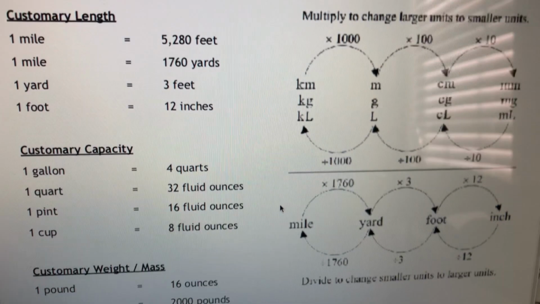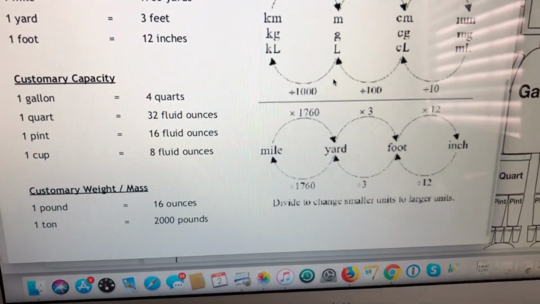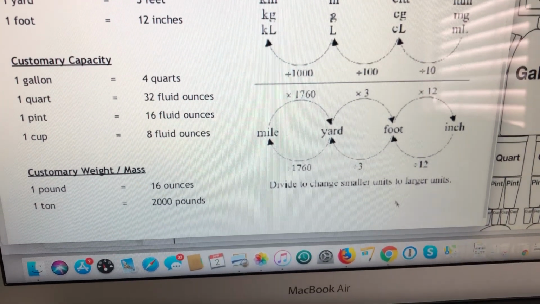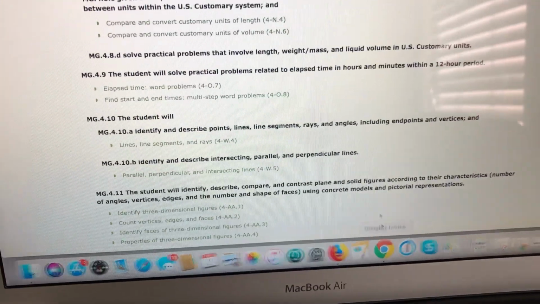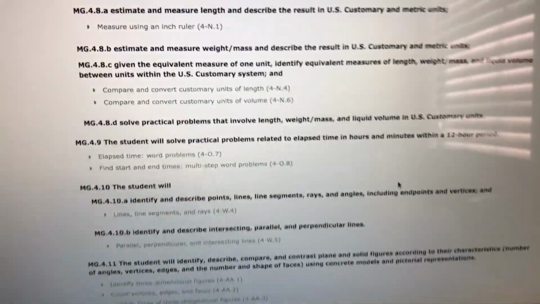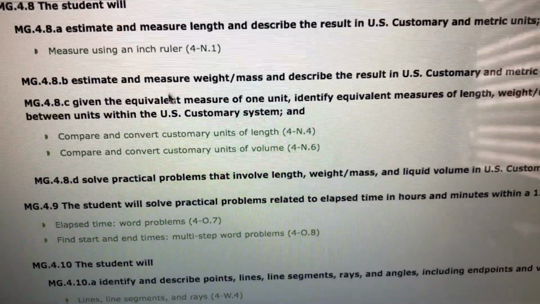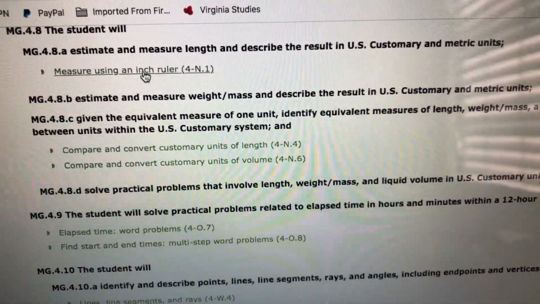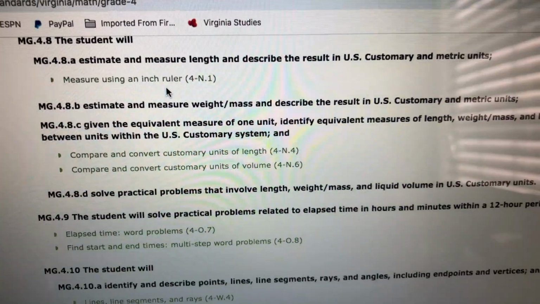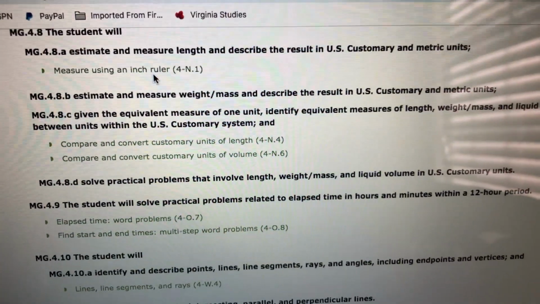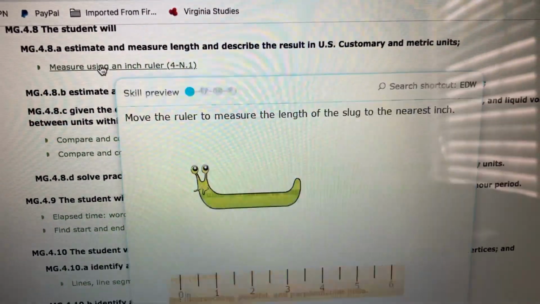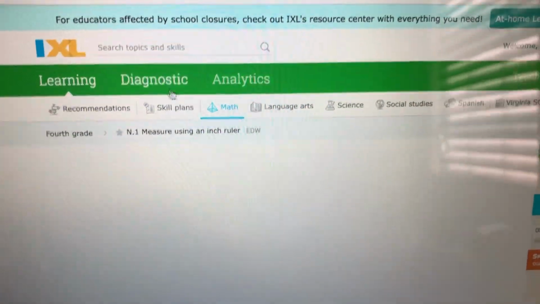I will be sending this sheet out so you have it. Let me show you some links on IXL. Under Virginia Studies Grade 4, we have 4.8A and 4.8C. Just 3 green links, but I'm going to show you where you can find a lot more measurement practice on IXL. It gives you a ruler right here.